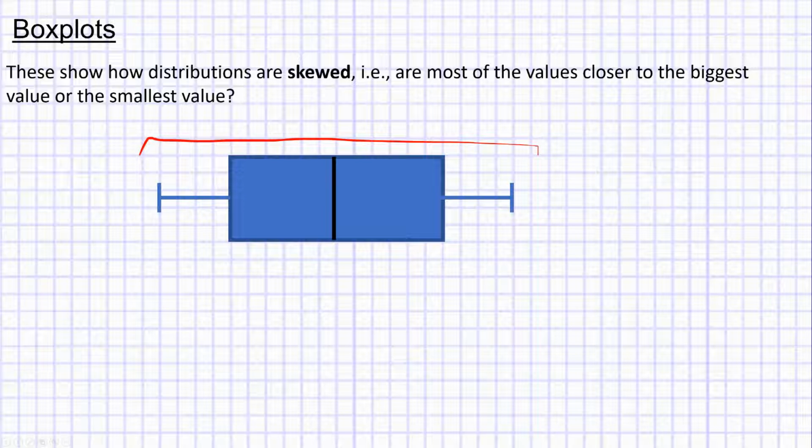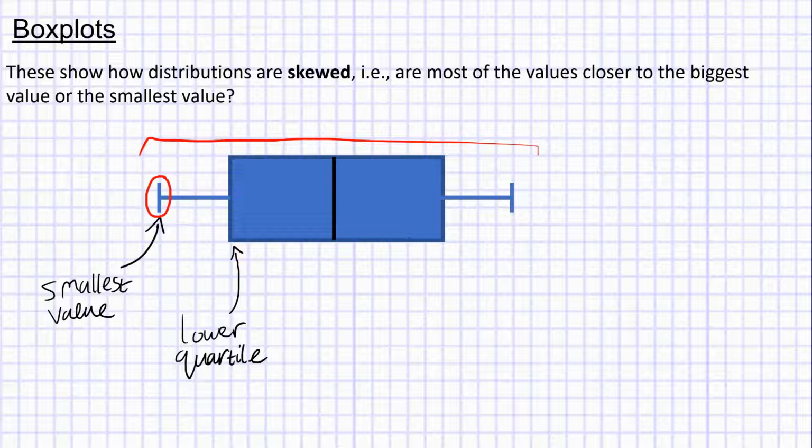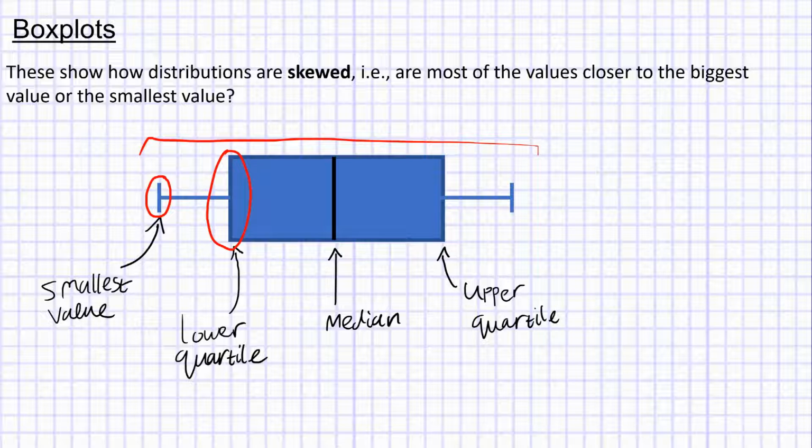It's really important that we can read a box plot. Sometimes these are called box and whisker graphs. The smallest value is what we call the end of the whisker on the left side. The left end of the box is the lower quartile of the distribution. The line inside the box is the median, and the right end of the box is the upper quartile. And then logically, the largest value is the end of the right whisker.